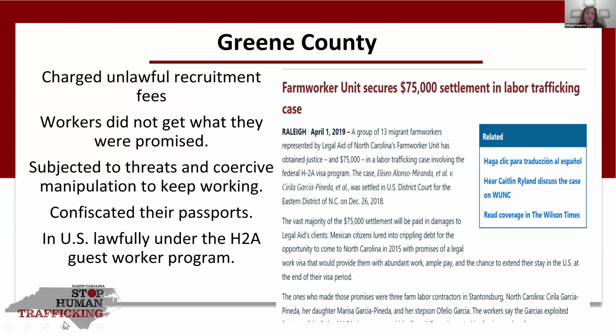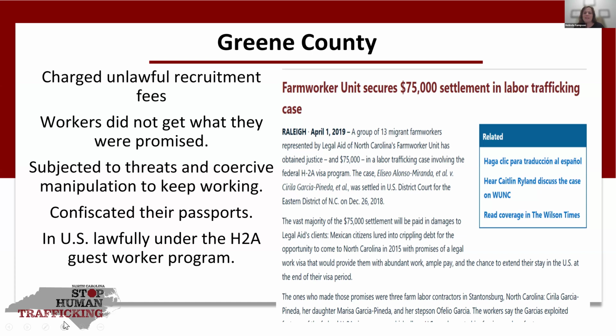So they came here under a debt bondage situation already. They didn't get what they were promised. They were subjected to threats and coercive manipulation to keep working, and they had their passports confiscated. Again, there is no reason why an adult doesn't have their identification documents and someone else does.